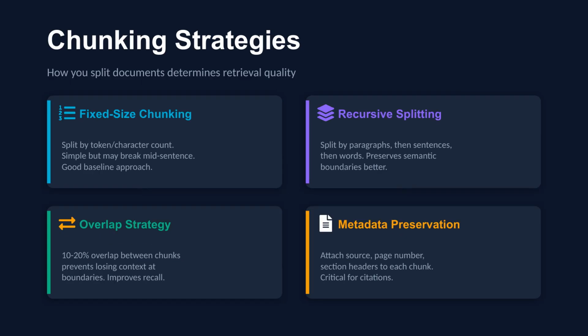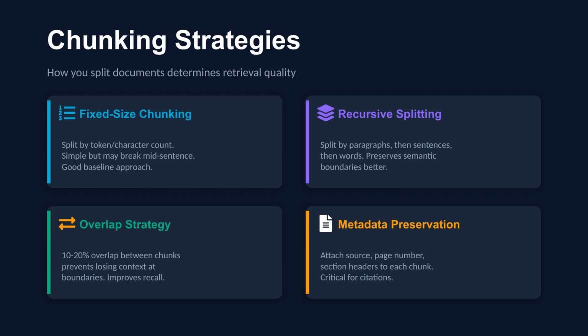How you split documents determines retrieval quality. Fixed size chunking splits by token count. Simple, but it can break sentences in half. Good as a baseline. Recursive splitting is smarter. It splits by paragraphs first, then sentences, then words. This preserves semantic boundaries. Overlap is critical.